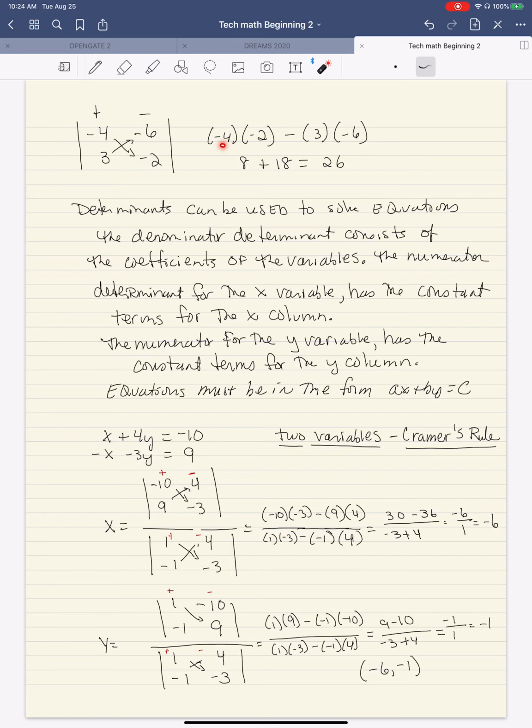So I have negative 4 times negative 2 is positive 8. A negative and a negative is a positive. 3 times 6 is 18. So 18 plus 8, I get 26.